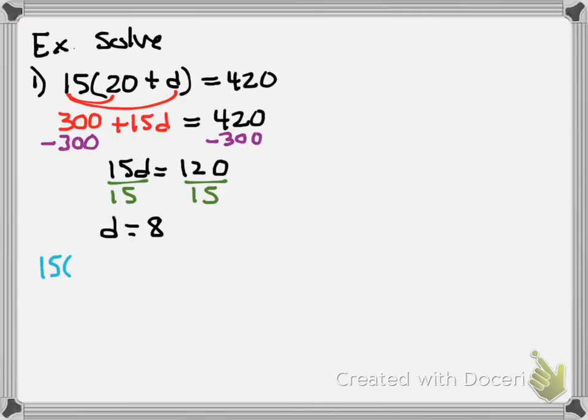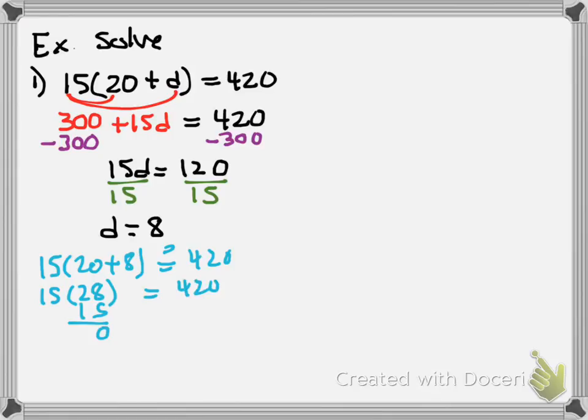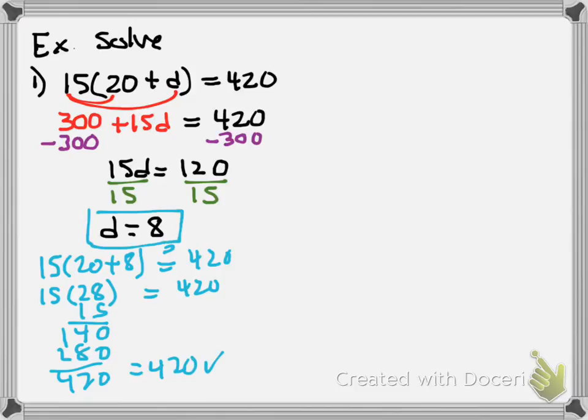Is 15 times the quantity 20 plus 8 equal to 420? So order of operation says I can add 20 plus 8, so I'm going to do that. Now I don't know what 15 times 28 is, so I'm just going to do it down here. I get 140, placeholder, 8, 2, I get 0, 12, 420. So I get 420 equals 420, which says, yep, D equals 8 is your answer. Okay?